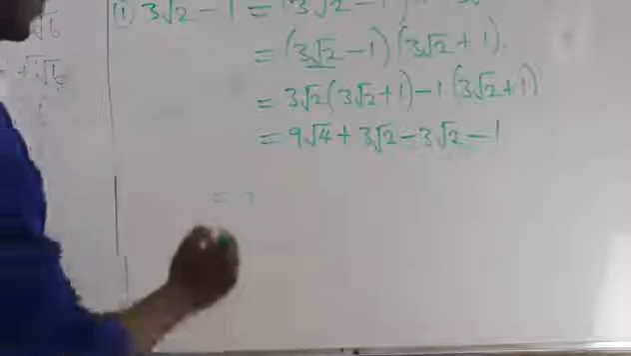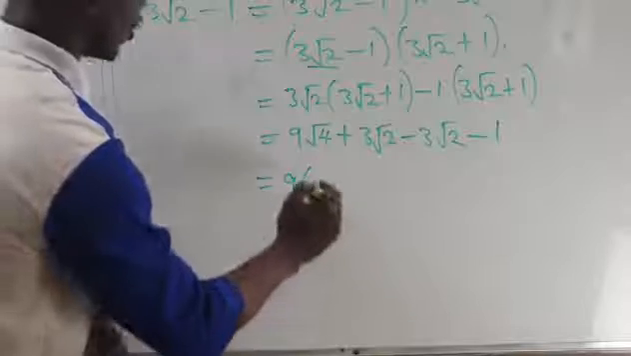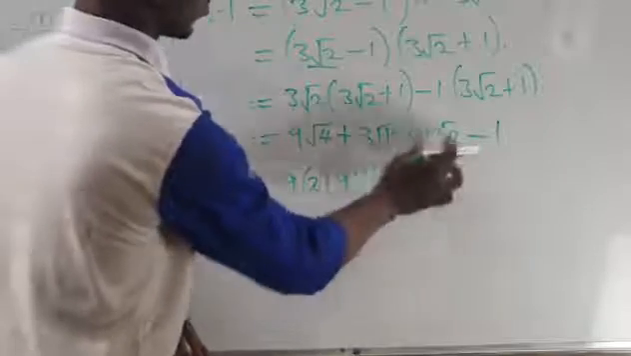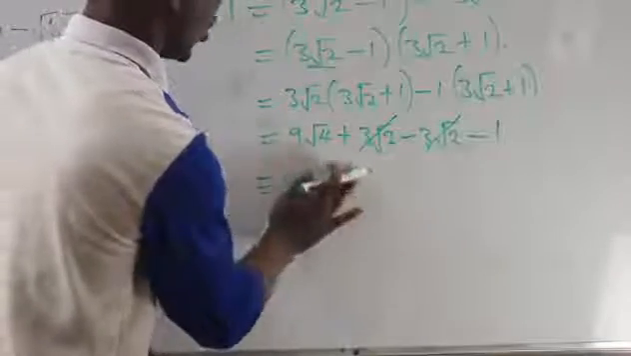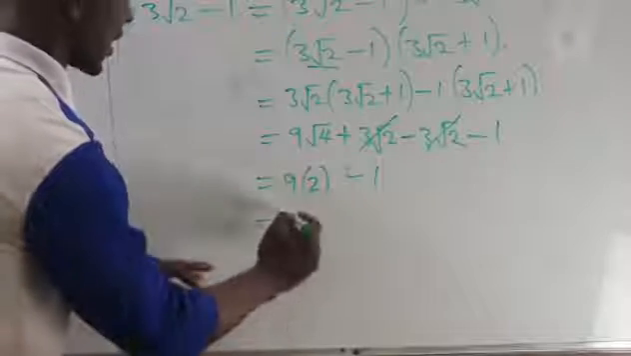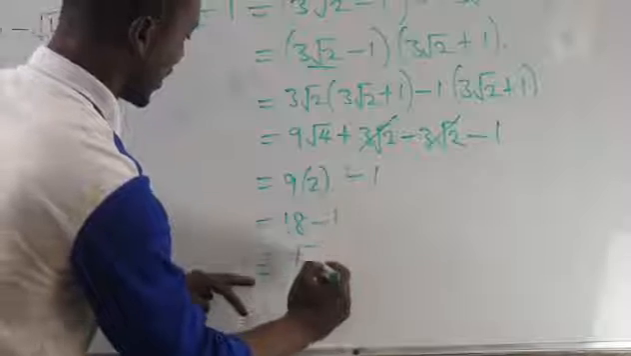So we now have 9, open bracket, square root of 4 is what? 2. So plus 3 root 2 minus 3 root 2, cancel each other, then minus 1. So we are left with 9 times 2, that is 18, minus 1. 18 minus 1, that is 17.